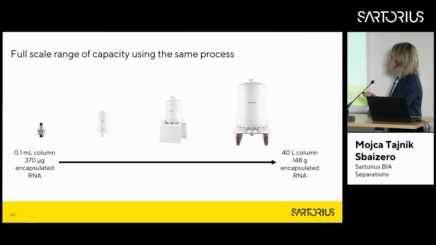And this is the Simultus line that is fully scalable up to 40 liter. On 40 liter, you can probably purify around 150 grams of encapsulated RNA. So this is a real scale manufacturing process.